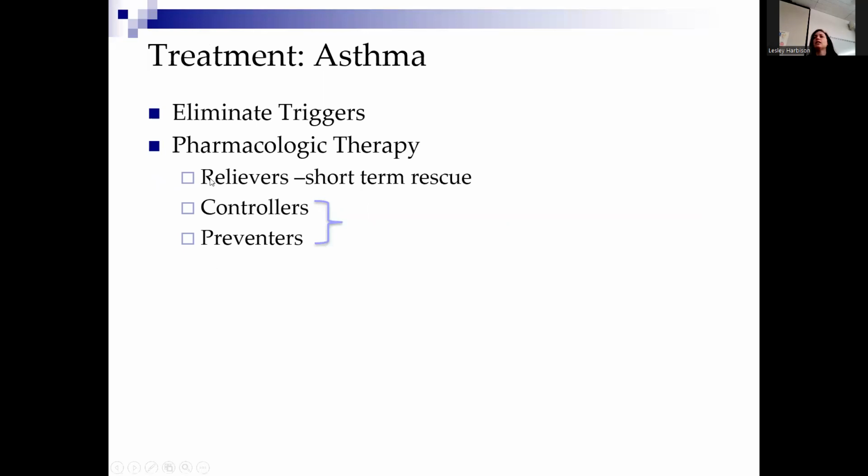We want to eliminate the triggers, of course. If somebody knows that something can trigger an asthma attack, they want to try and avoid that trigger. Then there are relievers, like the rescue inhaler, which is a short-term reliever, and then there are controllers and preventers. Someone with moderate persistent asthma is probably taking a systemic pill of some kind, or a regular dosing of an inhaler that is more of a preventer or controller of the reaction, to keep the lungs calm.